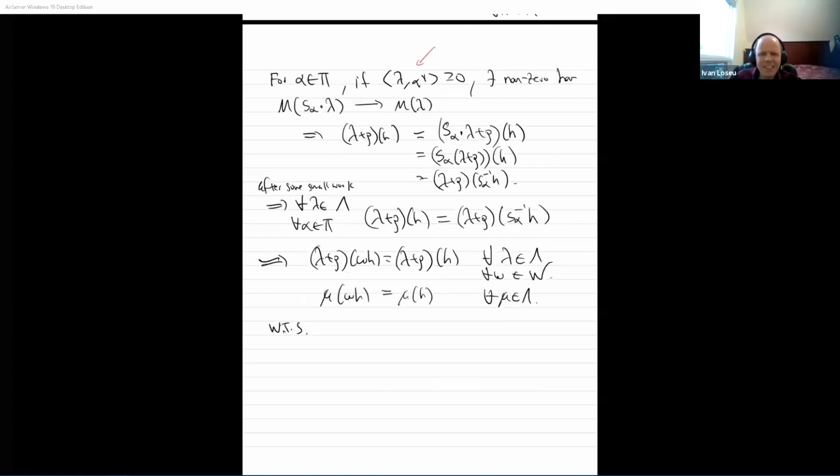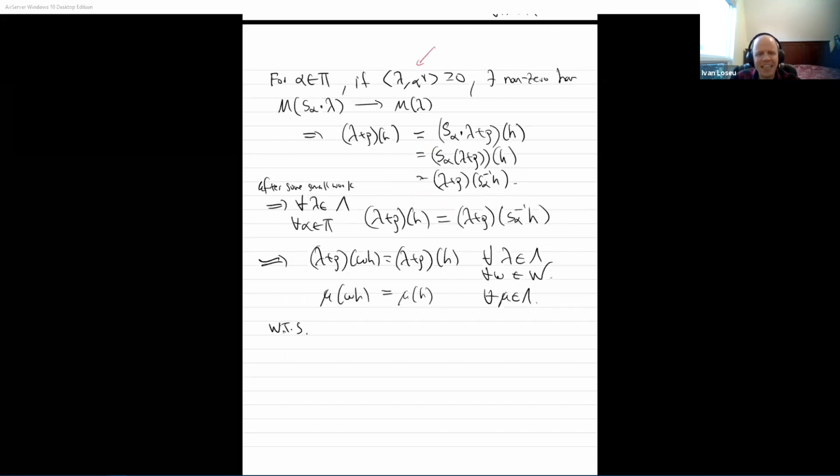May I make a suggestion? How about we make this last implication an exercise? Which implication? That this condition in the last line implies that WH is equal to H.